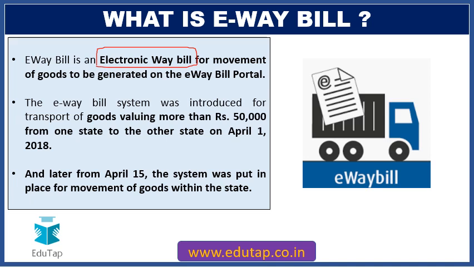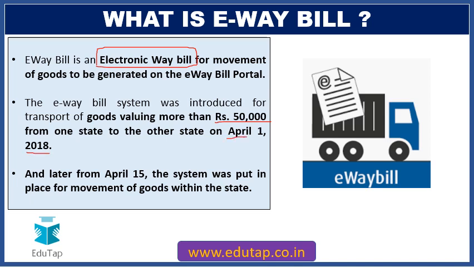So the government can track whether the goods being moved are legal goods on which the proper GST, proper taxes have been paid, or if there is no E-Way bill, the government can easily say that these are illegal goods on which GST has not been paid. So this E-Way bill system was introduced for transport of goods valuing more than rupees 50,000 from one state to the other state on 1st of April 2018.